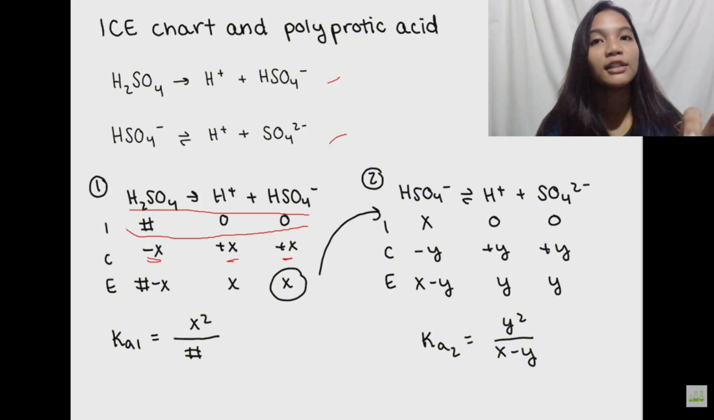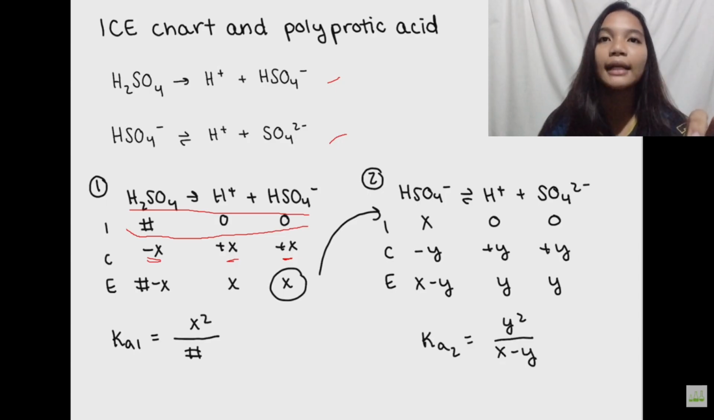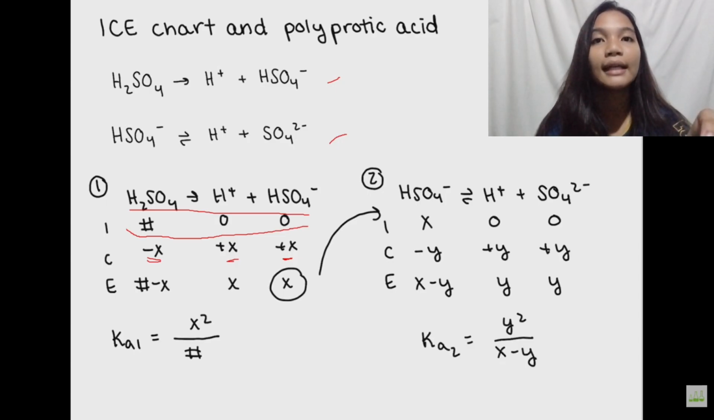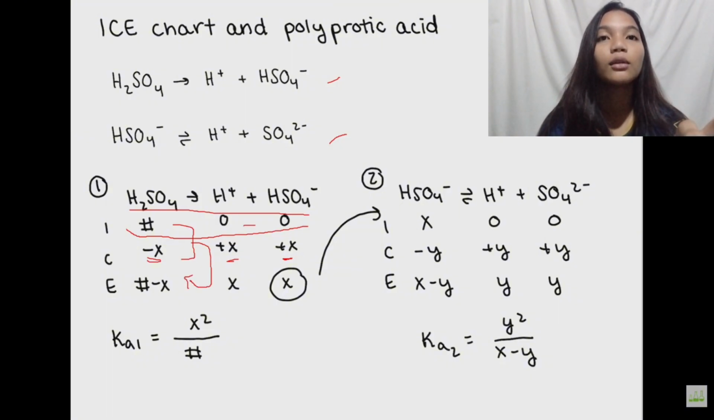Number sign minus X equals number sign minus X. 0 plus X equals X. 0 plus X equals X. Now, for our last product, the HSO4-, the end amount of it is X.